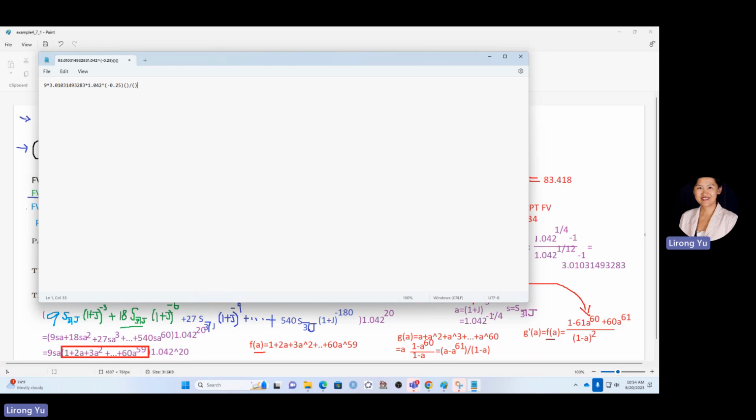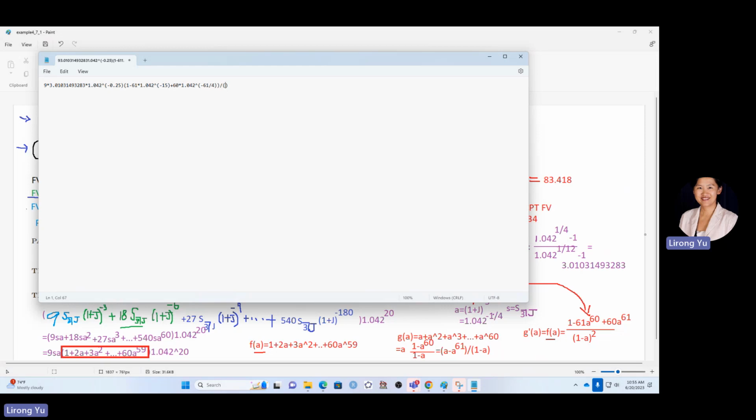And then we now have a formula for f of a. F of a is a division. It's 1 minus 61 times a. A is 1.042 to the power of negative 1/4. Then it's multiplied by 60, which makes it negative 15. And then plus 60 times a to the power 61. So it's 1.042 to the power 61. So it's going to be negative 61 over 4.